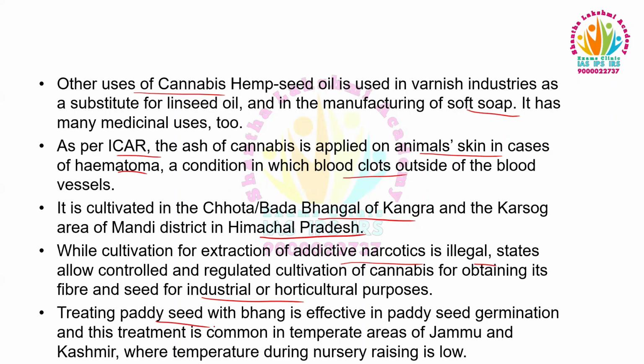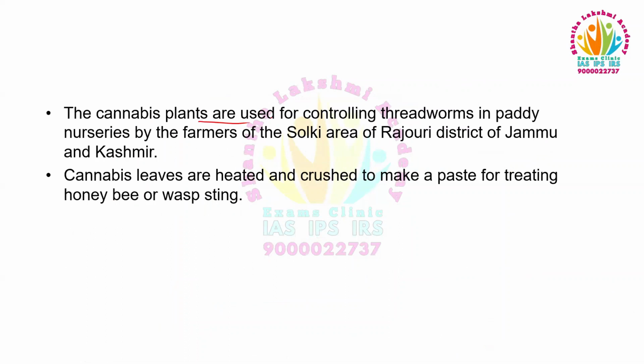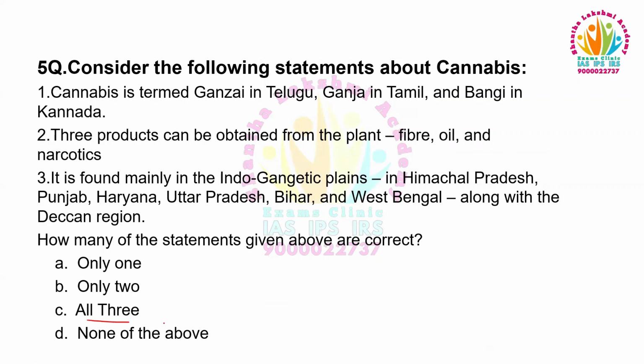Treating paddy seed with bhang is effective in paddy seed germination, and this treatment is common in temperate areas of Jammu and Kashmir where temperature during nursery raising is low. The cannabis plants are used for controlling threadworms in paddy nurseries by the farmers of the Solki area of Rajouri district of Jammu and Kashmir. Cannabis leaves are heated and crushed to make a paste for treating honeybee or wasp stings. So the answer is all three are correct.